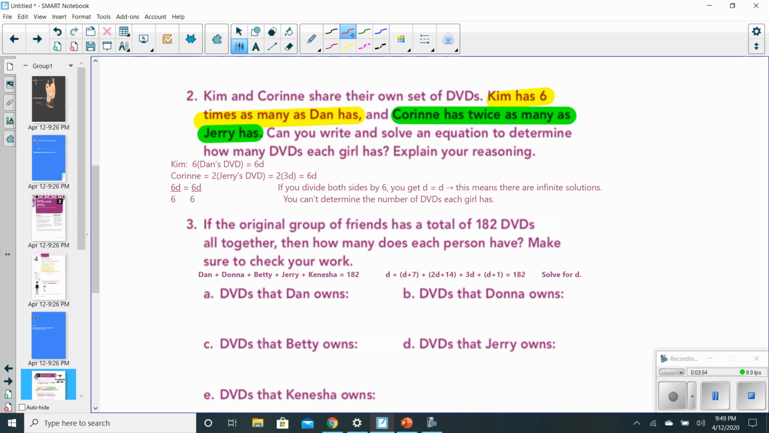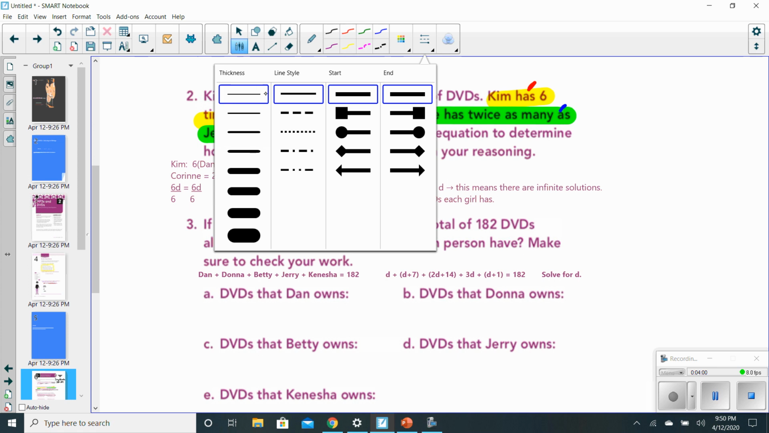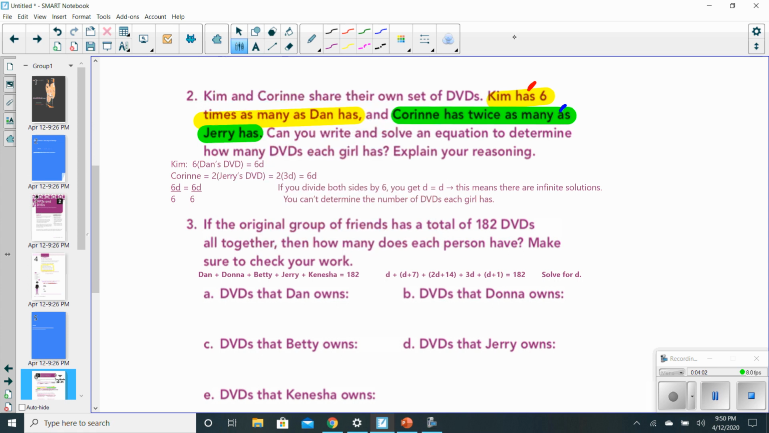So using this, I'm going to say that the red goes with the yellow and that the blue goes with the green, just so you know who I'm talking about. If we're talking about Kim, it says she has 6 times as many as Dan. So if Dan has D number of DVDs, so he has D, if we multiply that by 6, that means that Kim, I'm just going to write a little K for her, has 6D worth of DVDs.